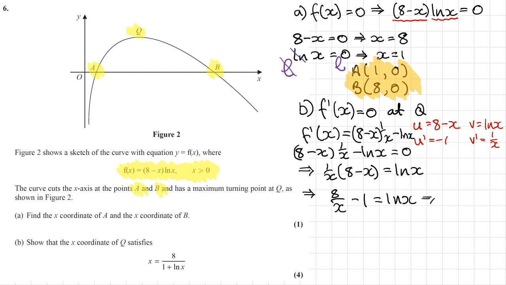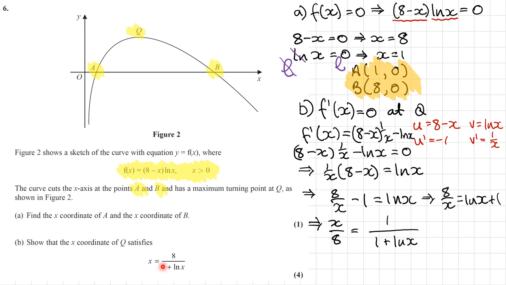Then I will add 1 to both sides. So I'll have 8 over x is equal to log x plus 1. Then I'm going to do the reciprocal to both sides because I've got this x at the bottom. So let's just flip over both sides. So I'll have x over 8 is equal to 1 over 1 plus log x, or log x plus 1.